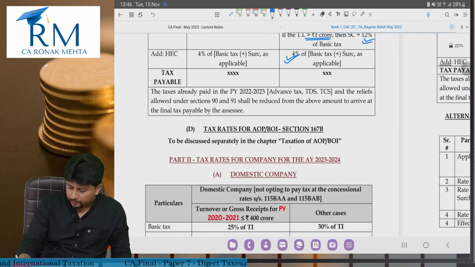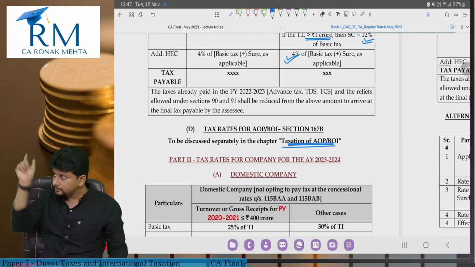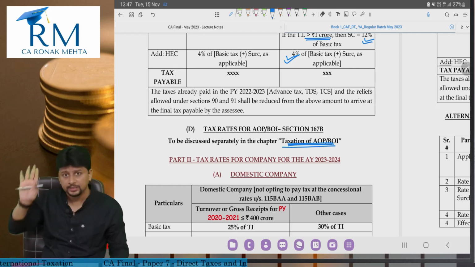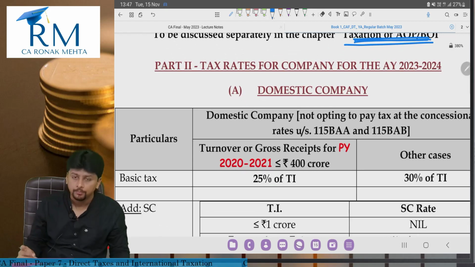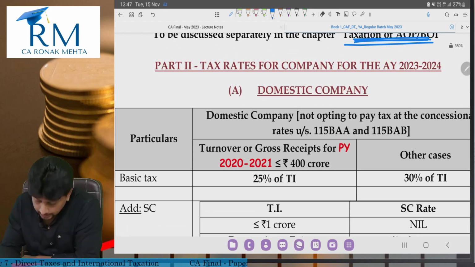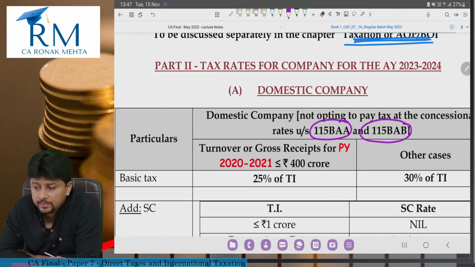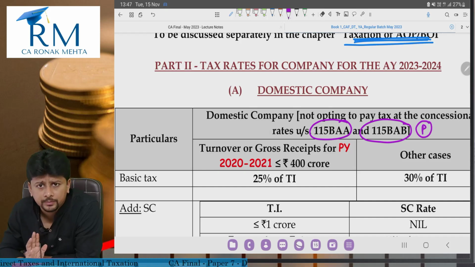AOP, BOI, we are going to study separately in the chapter of AOP BOI. If you remember our syllabus discussion, among other topics, there is one thing as AOP taxation. So we are going to discuss AOP taxation, in which we'll discuss tax rates. Now comes our last assessee, company. I have already told you a domestic company gets a concessional tax rate under 115BAA and BAB, but we are going to discuss that much later in the syllabus.